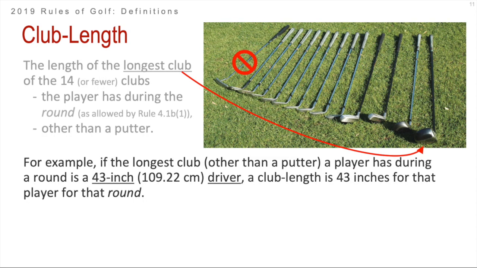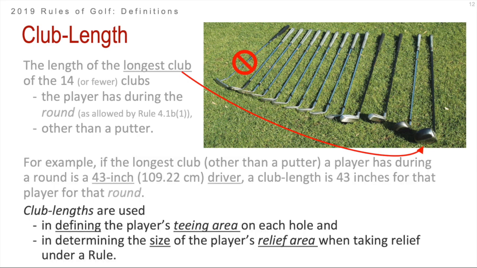So for example, if the longest club other than a putter a player has during the round is a 43-inch driver, that means the club length for you for that round is 43 inches. We use club lengths, in addition to defining our relief area, also in defining our teeing ground of the hole we play.